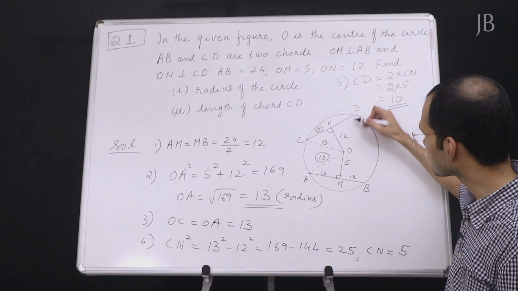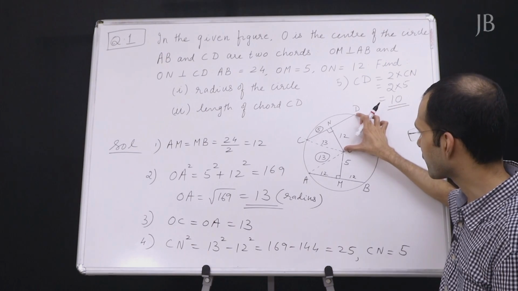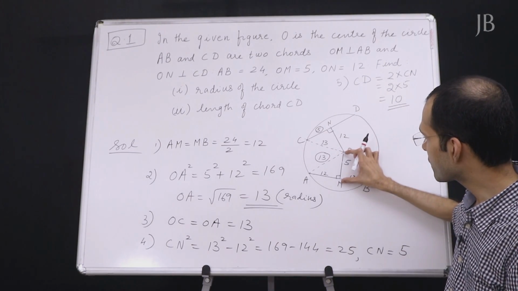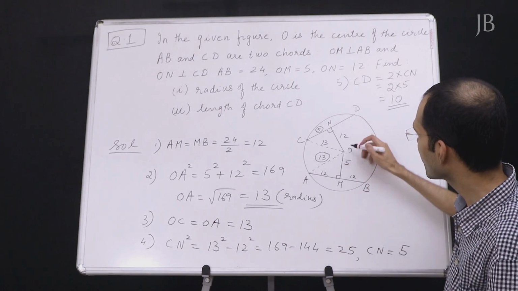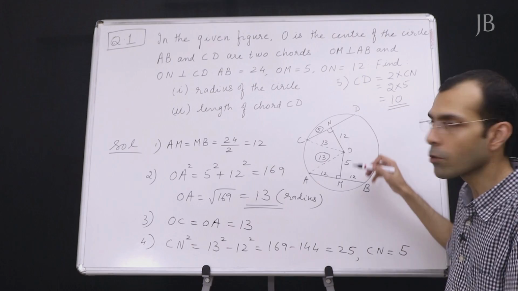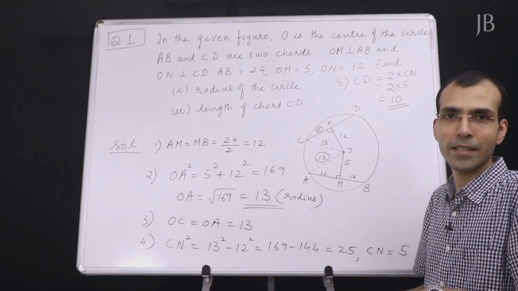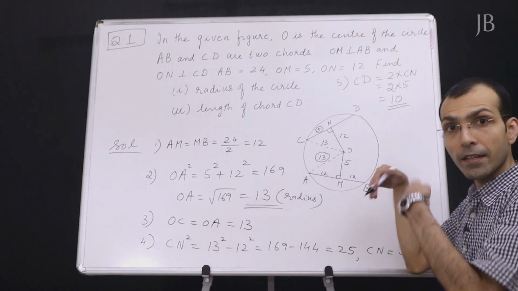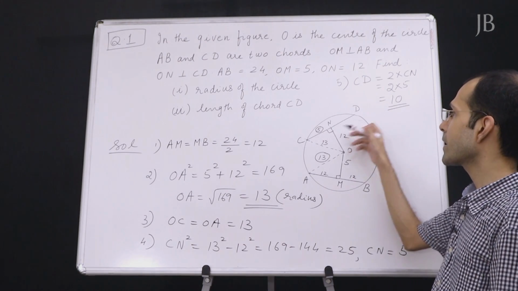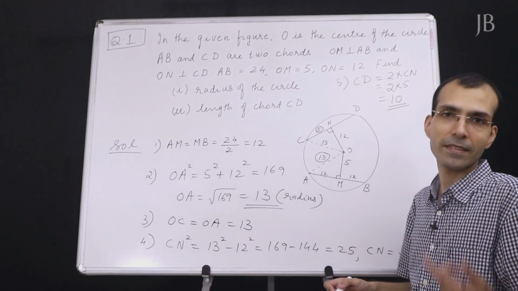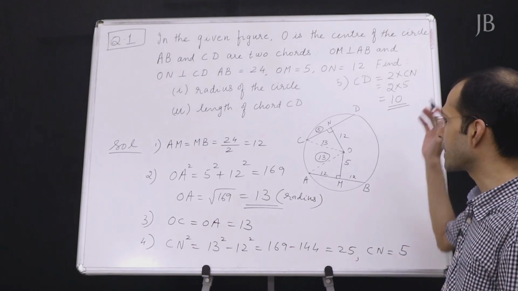You will have to join OD. OD will be how much? OD will be 13, because OA is the radius, OD also is the radius. So OD would be 13. This is 12. Then you can find ND by Pythagoras theorem, the way you did for CN. After joining OD, you will get ND as 5, and then CD will be 5 plus 5, that is 10. That is also okay, but that would take a little more time. This would be better, right?